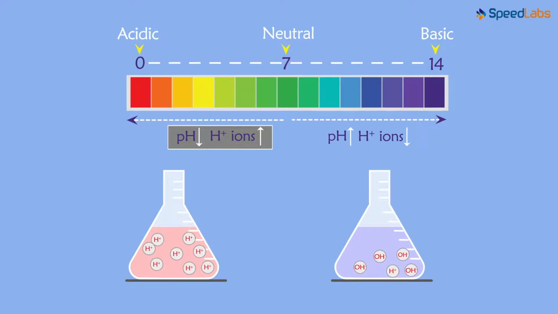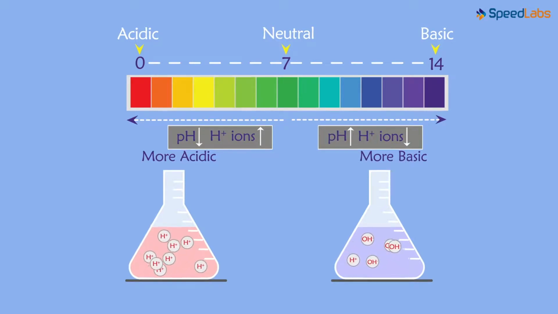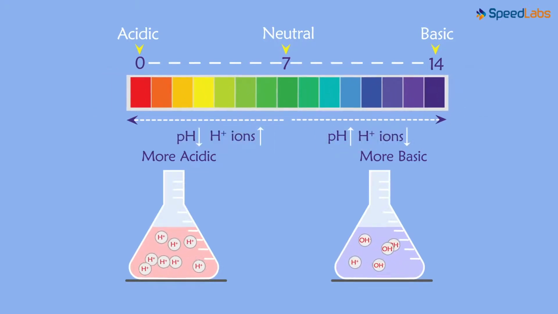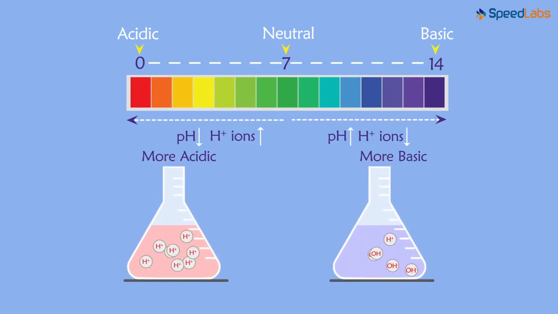And we know that higher H+ ion concentration implies that the solution is more acidic. So the acidic nature increases as we go towards the left. And as basic solutions have lower concentration of H+ ions, the basic nature increases as we go towards the right. So this pH scale is a very general way to understand how strong an acid or a base is.